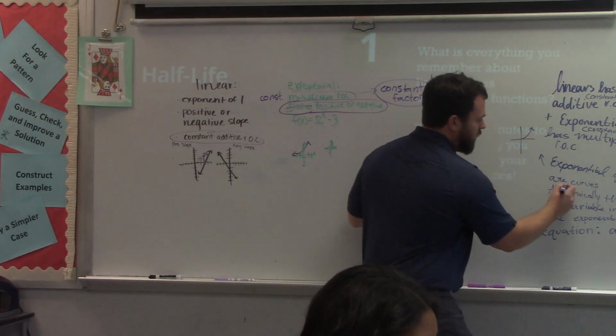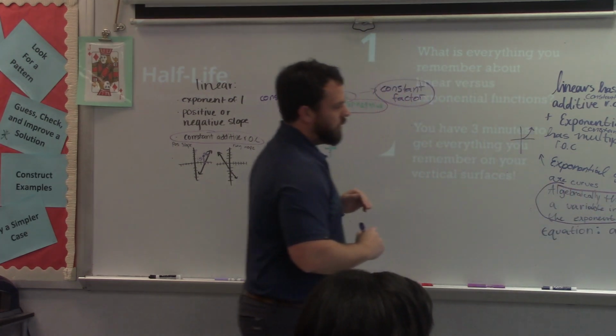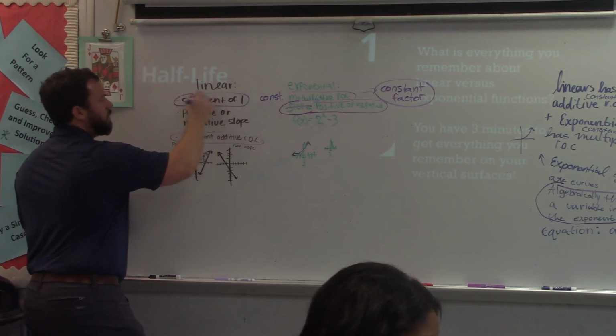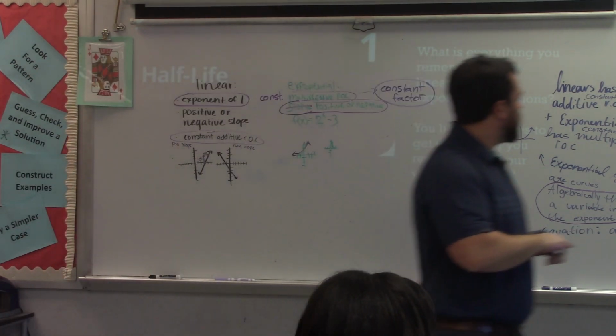Ooh, I love this. Remember, algebraically, they have a variable in the exponent, whereas notice this group noted the exponent is a 1. Remember, a linear is that first degree polynomial.